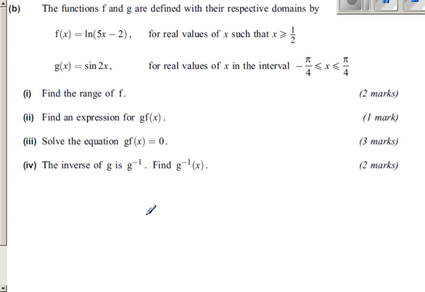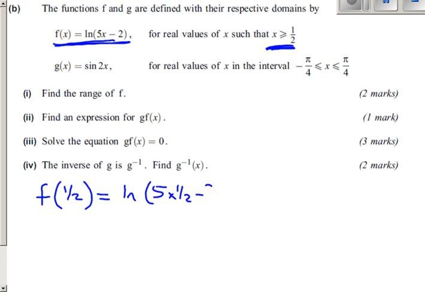Question 3 continues with these two functions, and we're being asked to find the range of this thing here. Well, notice that we're only putting in the values of x that are bigger than or equal to half. So let's actually find out what f of a half is. That's the ln of 5 times a half take away 2. So that's the ln of a half. So all of my values are going to be greater than or equal to the ln of a half. So there's my range sorted.